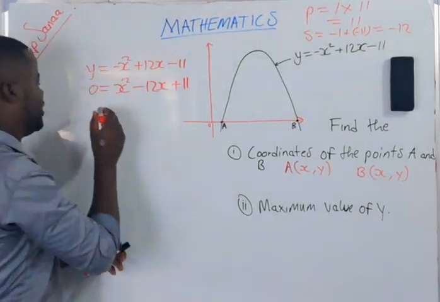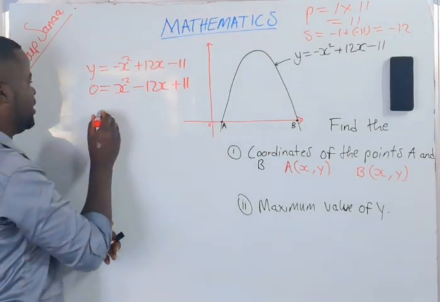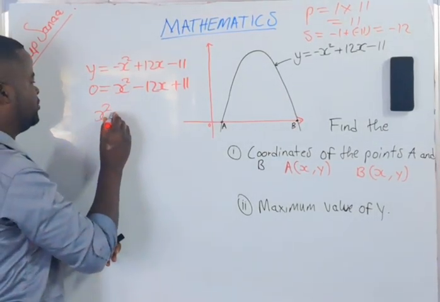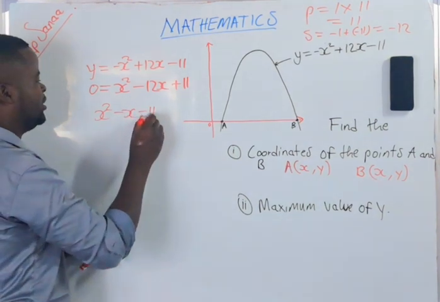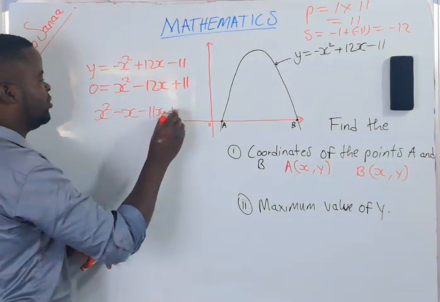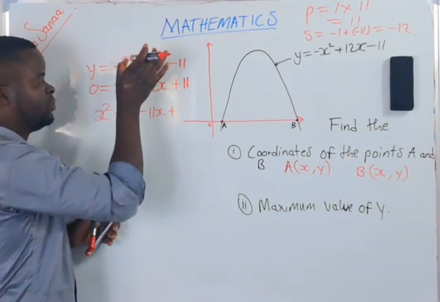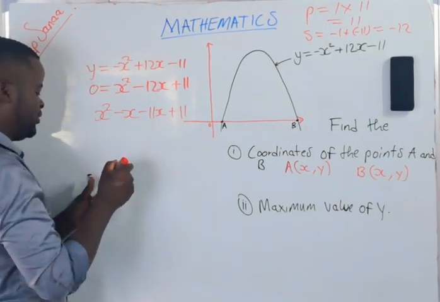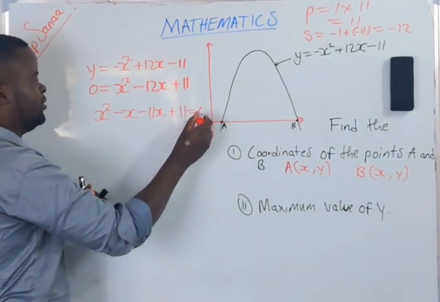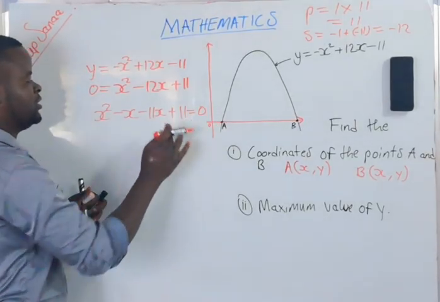So let's go. We are now going to say this is the same as x to the power 2 minus what? X, then minus what? 11 what? X. Because what is 12, I need to replace it by the factors. So plus what? Plus 11. So remember that we are saying this is equal to what? This is equal to 0.